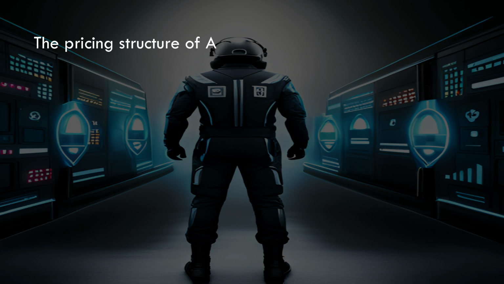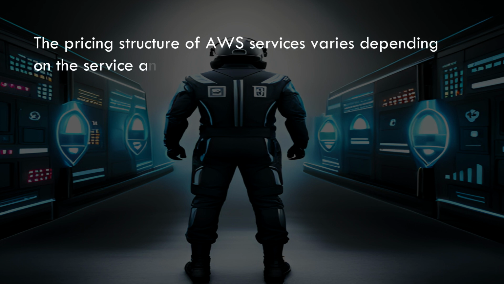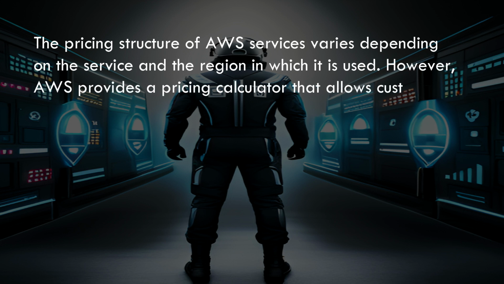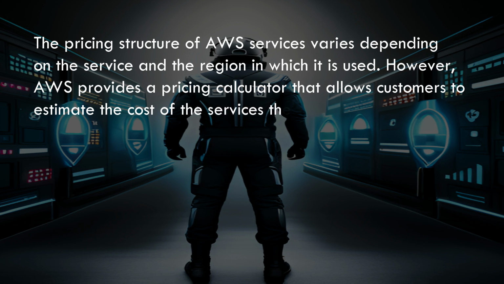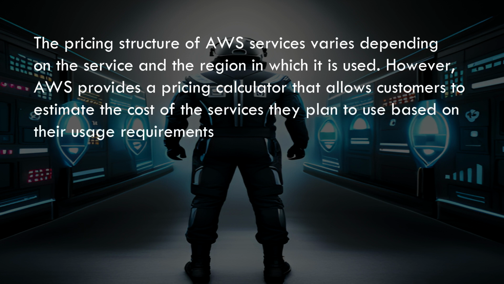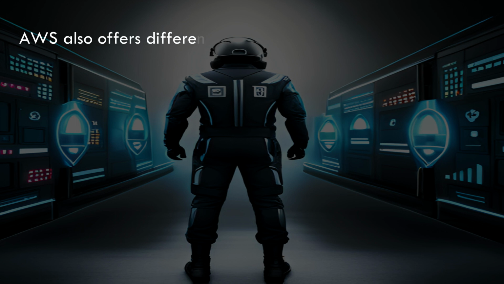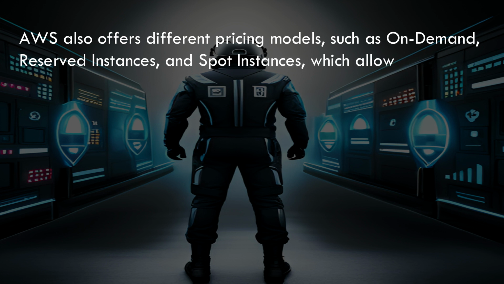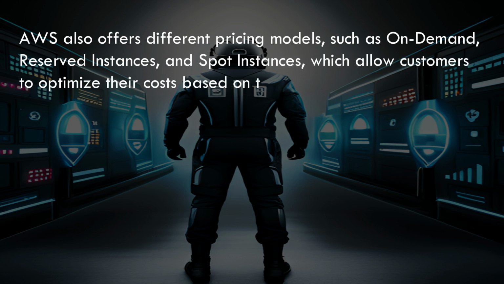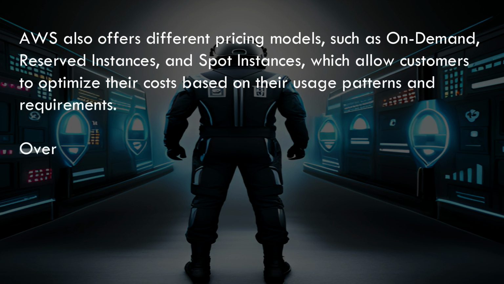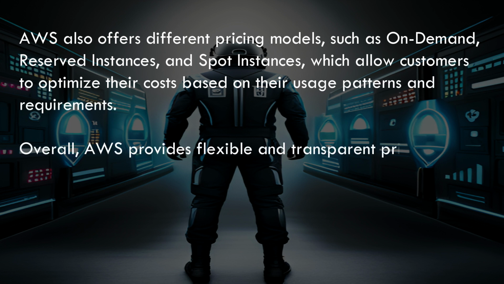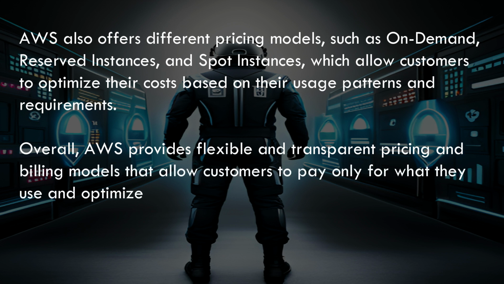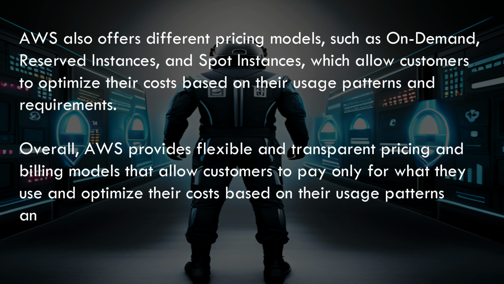The pricing structure of AWS services varies depending on the service and the region in which it is used. However, AWS provides a pricing calculator that allows customers to estimate the cost of the services they plan to use based on their usage requirements. AWS also offers different pricing models, such as on-demand, reserved instances, and spot instances, which allow customers to optimize their costs based on their usage patterns and requirements. Overall, AWS provides flexible and transparent pricing and billing models that allow customers to pay only for what they use and optimize their costs based on their usage patterns and requirements.